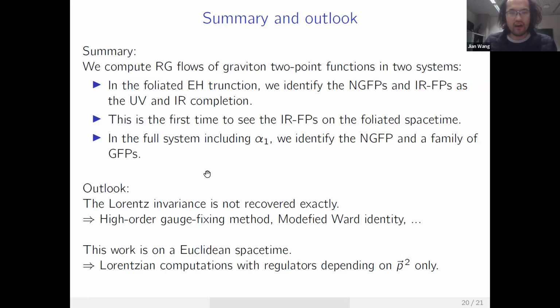So the outlook for future research could be given as the following two directions. First, we noticed that Lorentz invariance is not recovered exactly, since the fixed point values are still different. So we may need to solve this in the future. Maybe we need to include the higher order gauge fixing method, or we may need to consider modified Ward identities, or we may need to include the full momentum dependence of the two-point function. A lot of things to improve this.